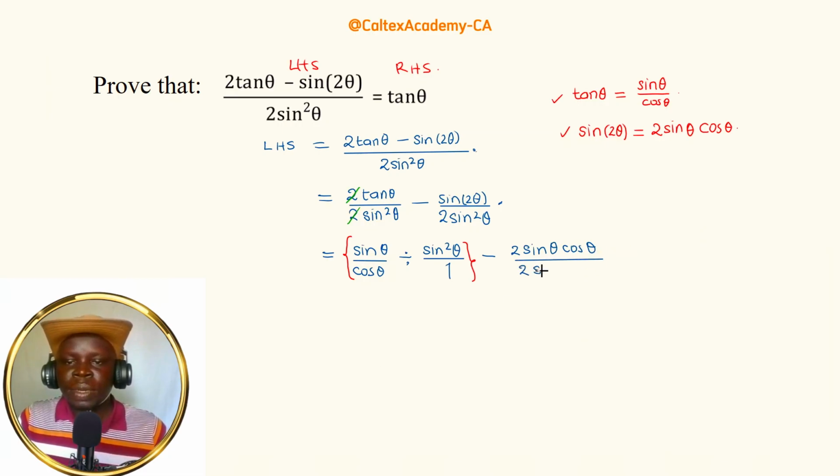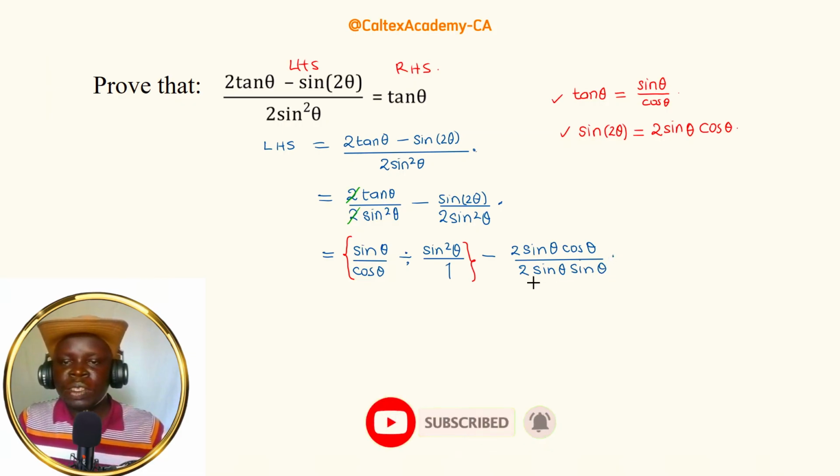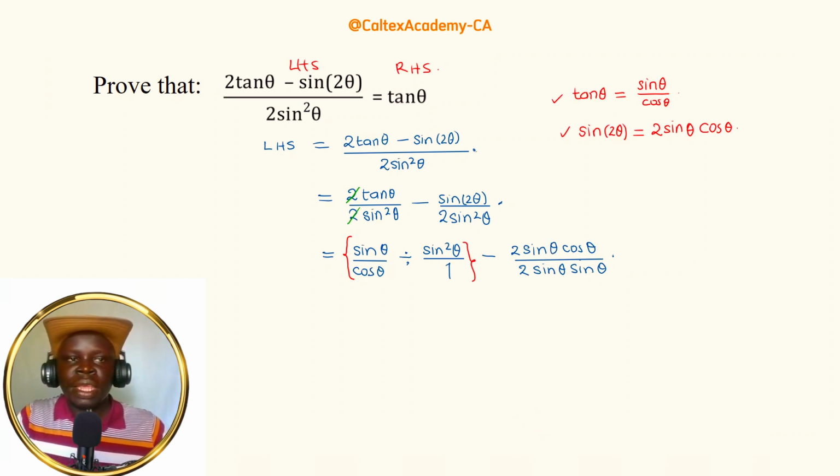Now I want to split this sine square into two by repeating itself as twice sine theta times sine theta. Here we have not made any change, we just simply made it simple in order for us to be able to see this clearly. Now from here you can see that we can cancel one of these sines together with this one, and again these two will have to cancel. So we're going to write the remaining terms.